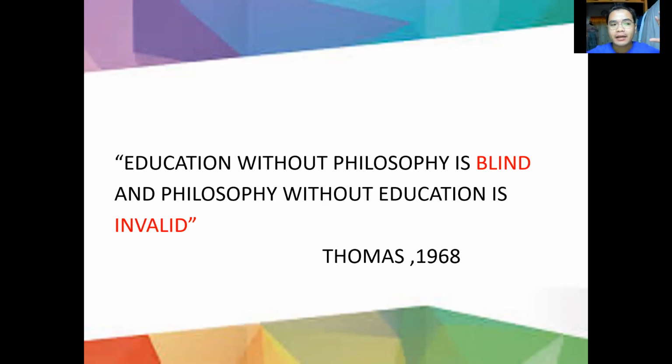That's how important building a philosophy is in education, because sabi nga ni Thomas, education without philosophy is blind because you will not know where to go. You will not know what kind of curriculum you will implement in the school if you don't have a certain philosophy in mind. For example, one of the philosophies that we will be discussing later is idealism. Idealism is a philosophy in education. It's a classical philosophy in education.